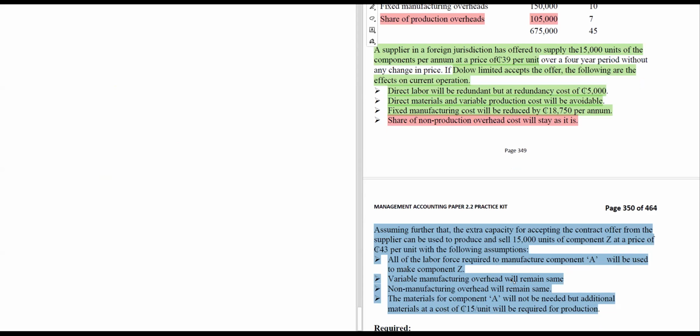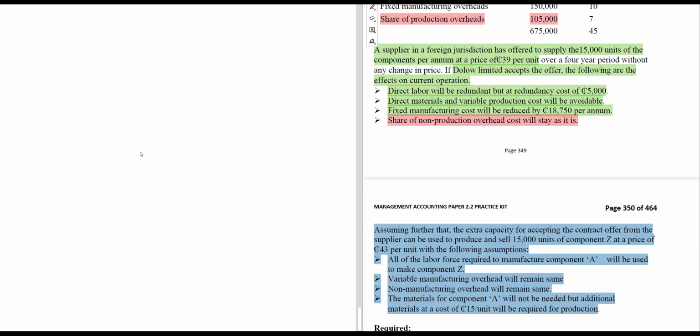Variable manufacturing overhead will remain the same. Non-manufacturing overhead will remain the same. The materials for component A will not be needed, but additional materials at a cost of 15 per unit will be required for production. Do you understand? So what will happen then?